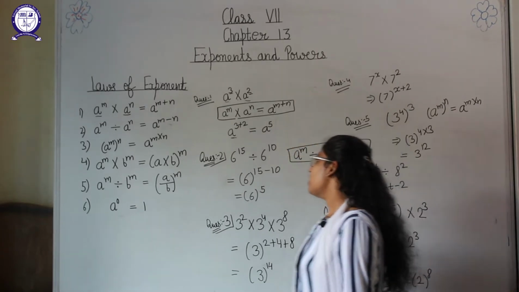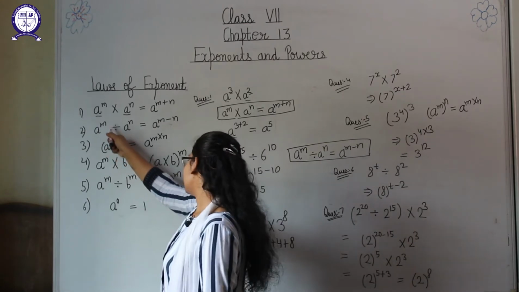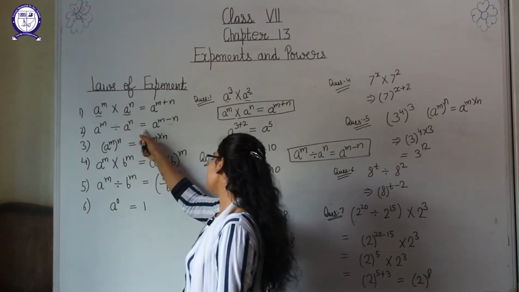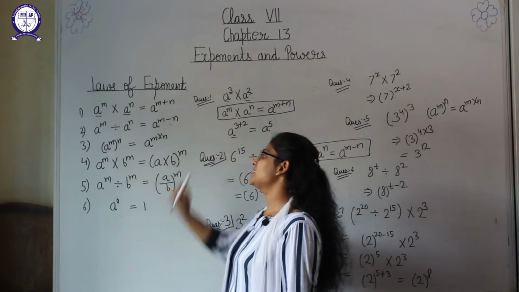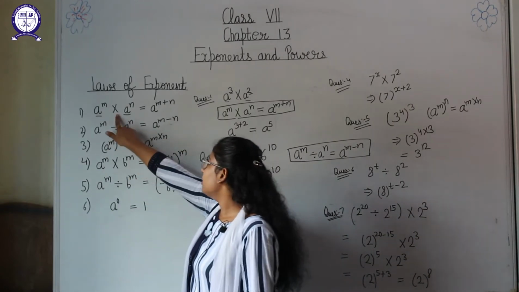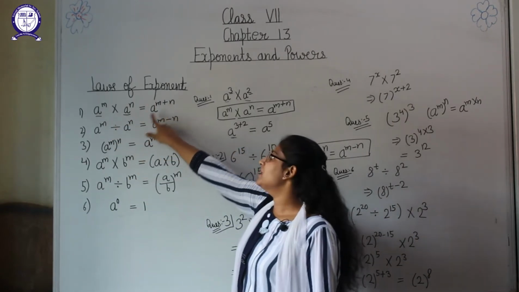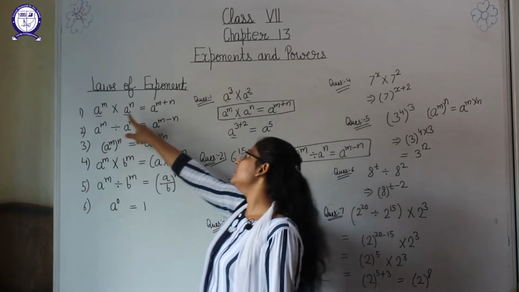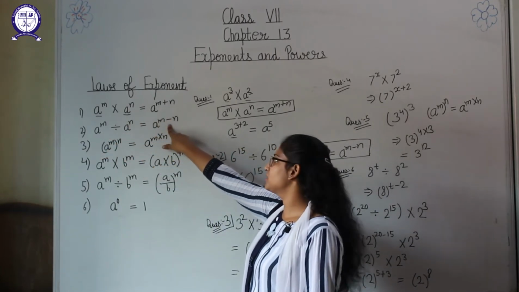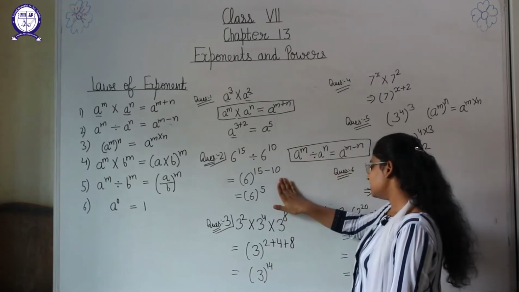Okay, now our second law is a raised to the power m divided by a raised to the power n equals a raised to the power m minus n. Like in multiplication we add the powers, but in division what will we do? We will subtract the powers. Okay, we can consider this question.